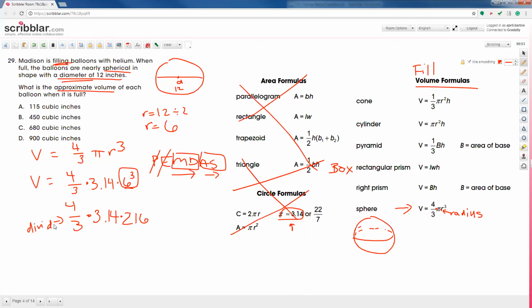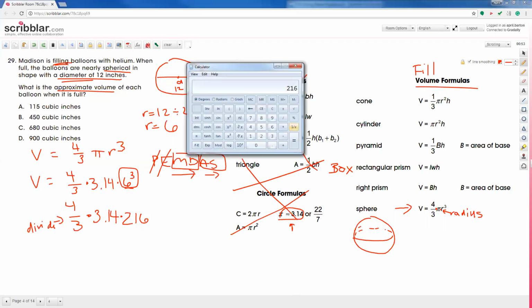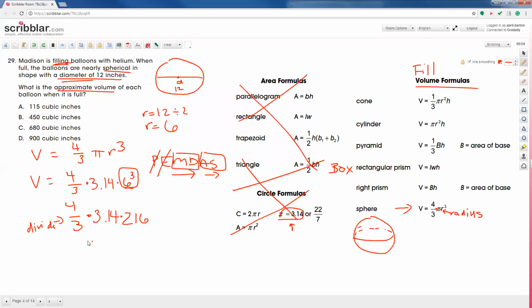So we're just going to type this whole thing in from left to right. And if there is a fraction, always start with the top of the fraction, the numerator. So 4 divided by 3 times 3.14 times 216 gives us 904.32.